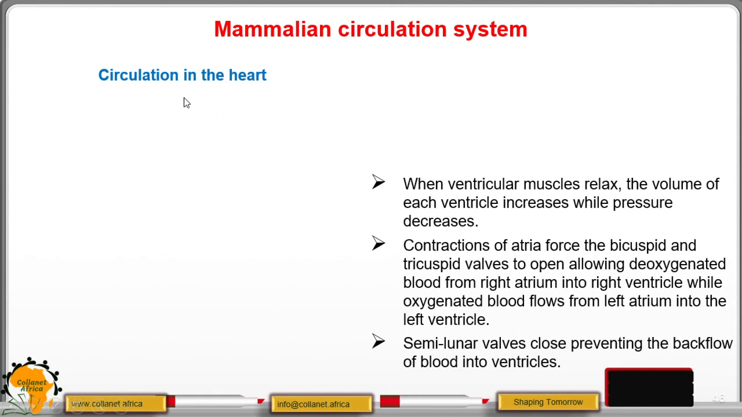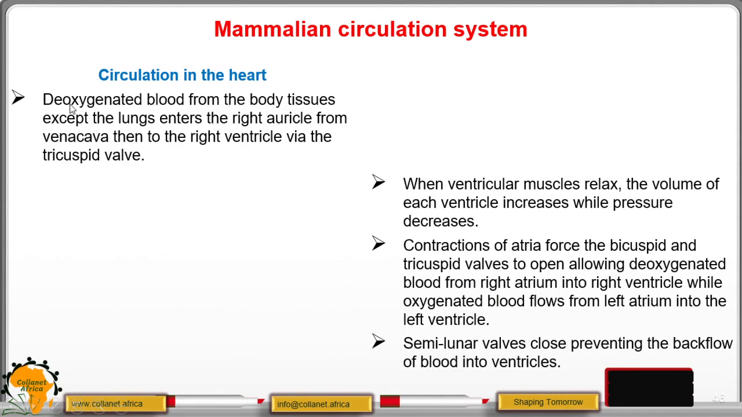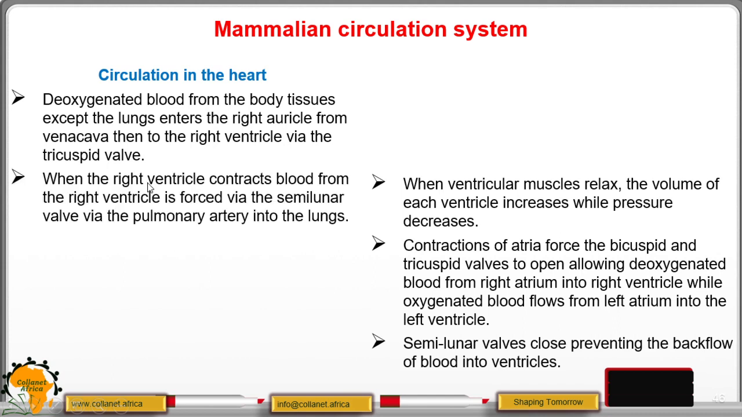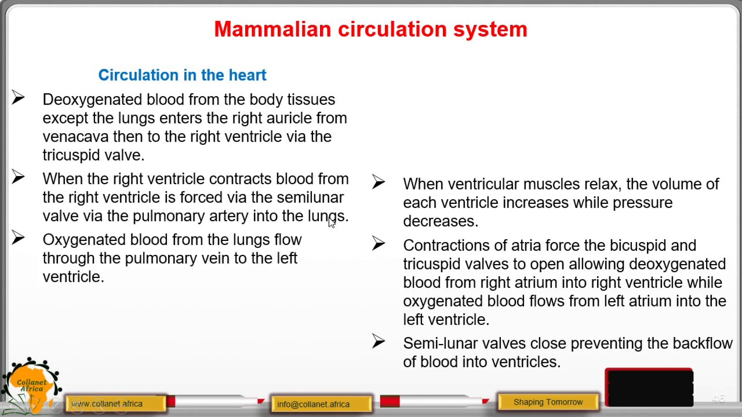Then we have circulation in the heart. Remember, deoxygenated blood from the body tissues except the lungs enters the right auricle from the vena cava, then to the right ventricle through the tricuspid valve. When the right ventricle contracts, blood from the right ventricle is forced through the semilunar valve through the pulmonary artery to the lungs. That is for oxygenation.